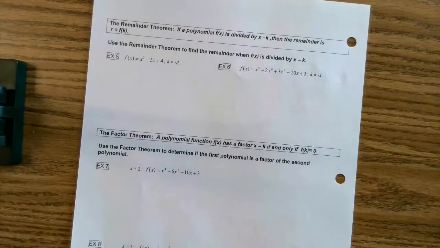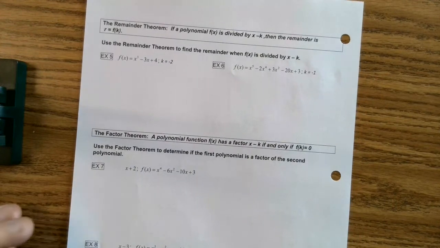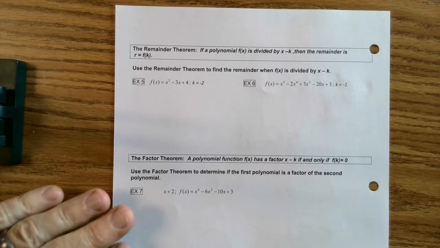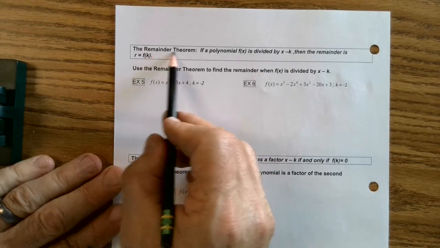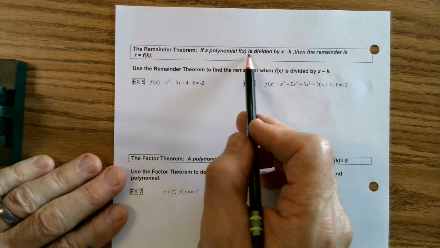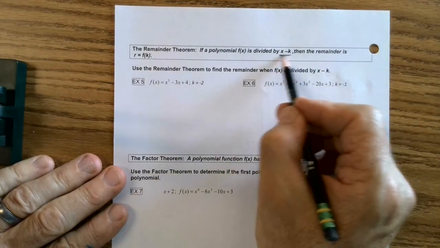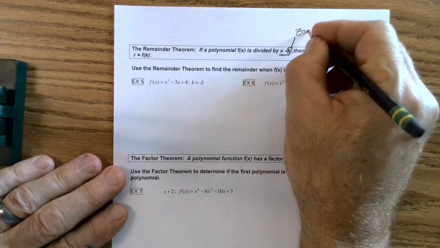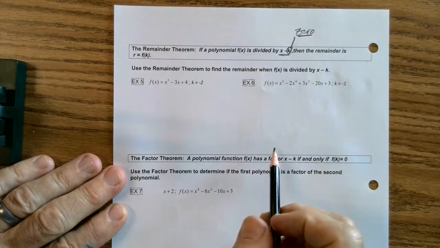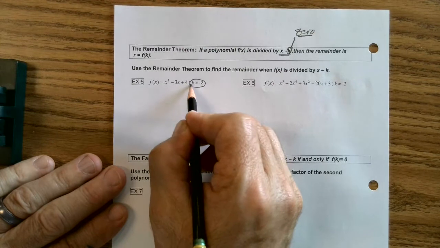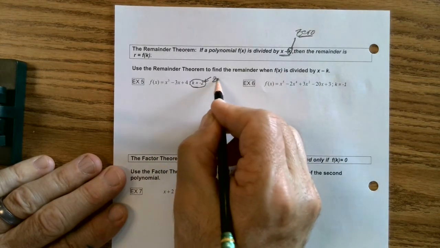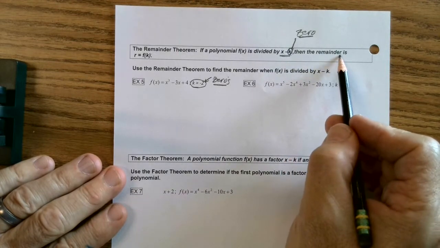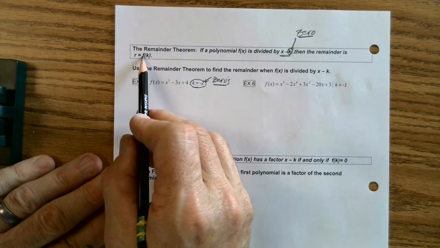Now we got some interesting little formulas, and we just have to kind of decode it. So this says, the remainder theorem: if a polynomial f of x is divided by x minus k, in other words, k is a 0. Now I need you guys to really lock into that. So they're telling you, hey, this is one of your zeros. Then the remainder is r equals f of k.